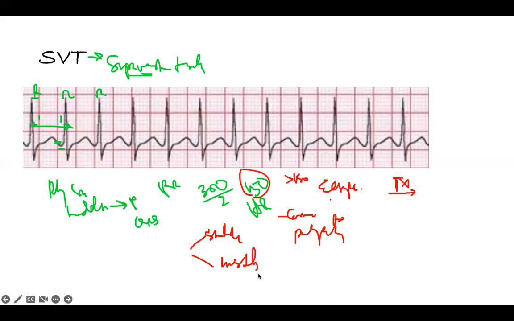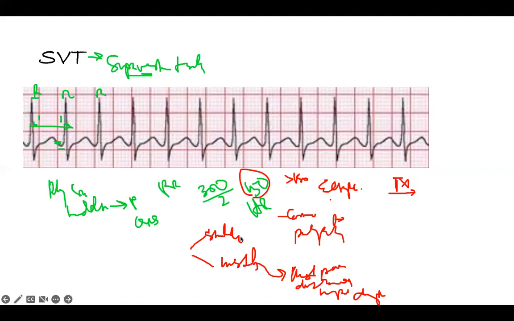Okay, so if unstable, you will see something we call chest pain. You will see B-symptoms: chest pain, dizziness, hypotension, diaphoresis. They're basically showing signs of shock. So you have to do something about it.